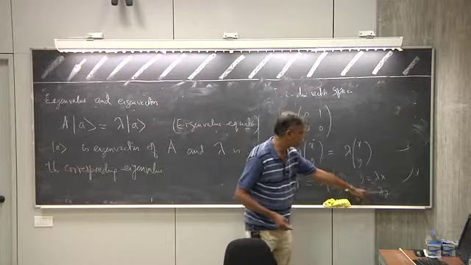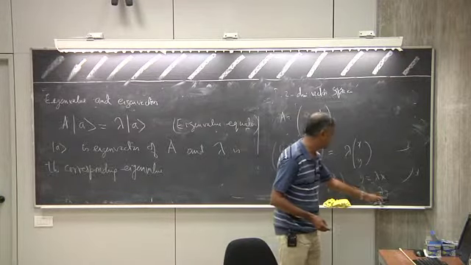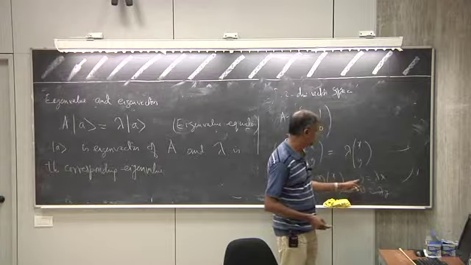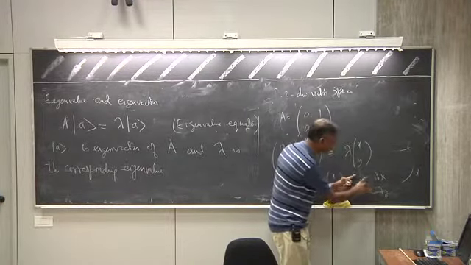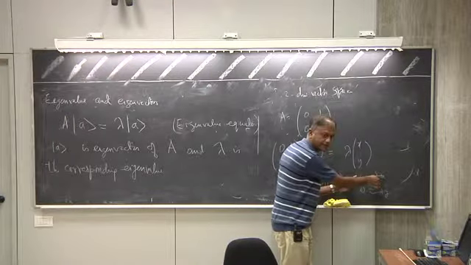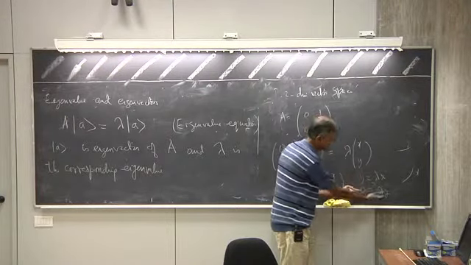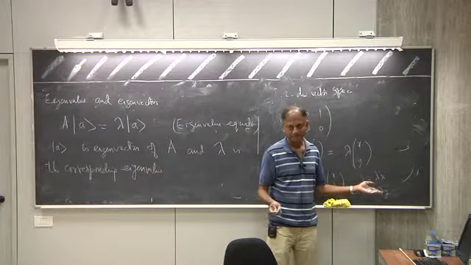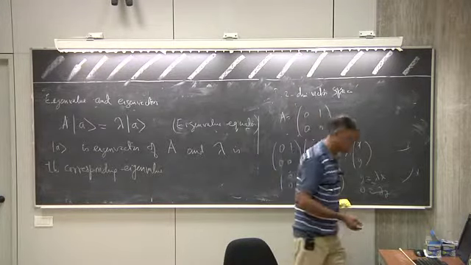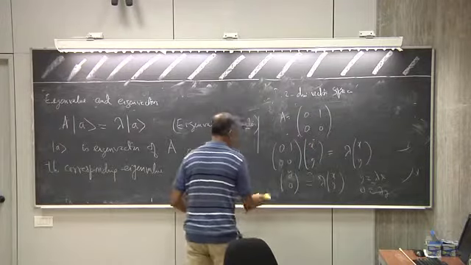And if lambda is 0, of course, what it is saying is y is 0, right? Because if lambda is 0, no matter what the value of x is, y is 0, and then the second equation is anyway automatically satisfied. But x is arbitrary, right?